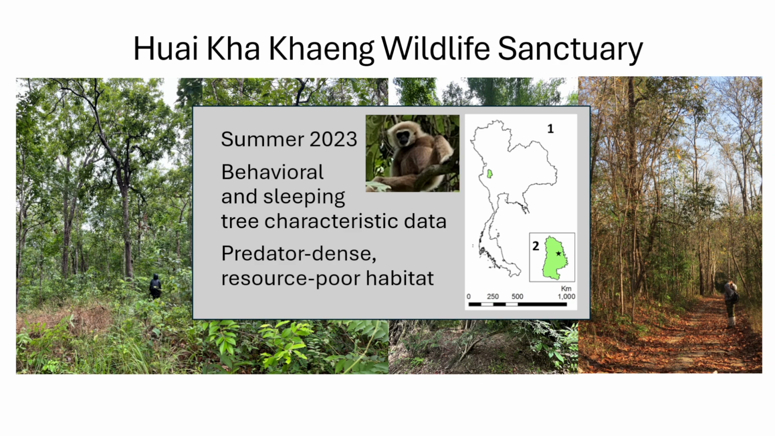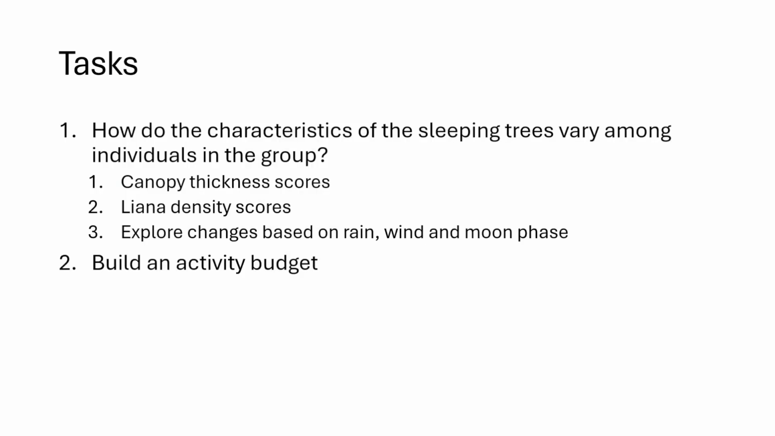So for the first analytical task, I built upon one of the focuses of my master's thesis, which was to compare the characteristics of sleeping trees among individuals in the group. I aimed to build pie chart visuals in Power BI and Excel and show the individual variation in 2 tree characteristics, one being canopy thickness and the other being liana density. And then I wanted to visually explore how these sleeping tree characteristics might be affected by meteorological or lunar variables. And then finally, as a second analytic task, I built an activity budget for the adult female.